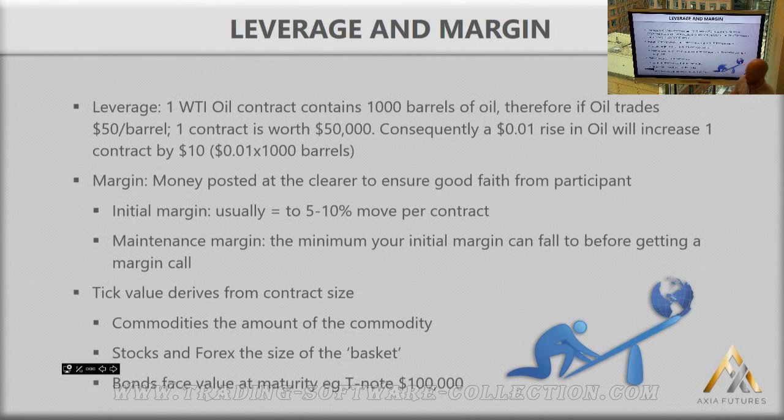And then bonds have a face value at maturity, so all the bond markets will have a certain price, basically. T-notes, for example, the notional value of a T-note future is $100,000. Bund futures and European bond futures equally are 100,000. The shorter end ones are generally 250,000. So that's your notional value.